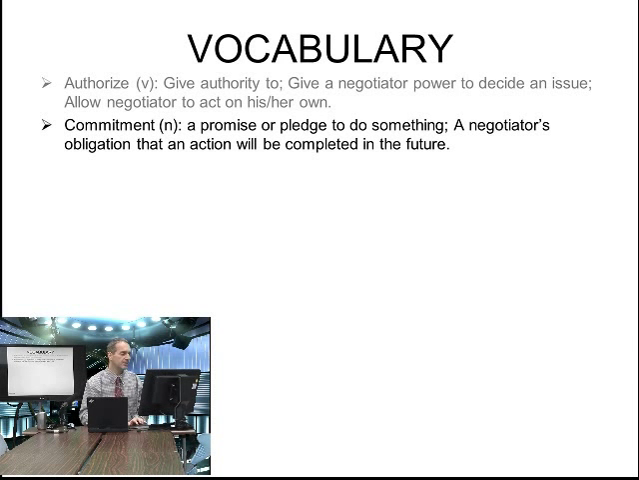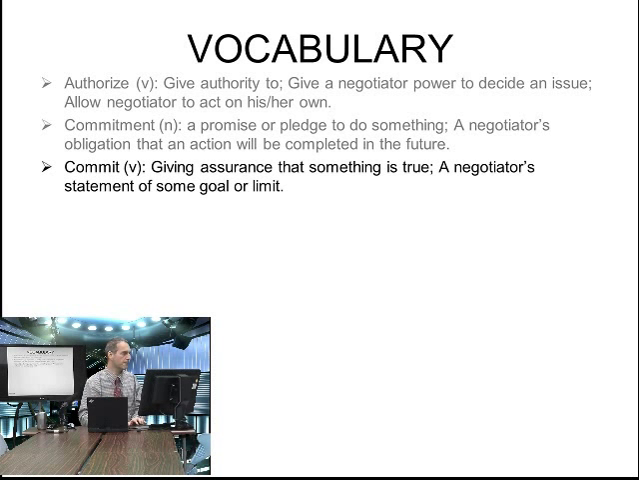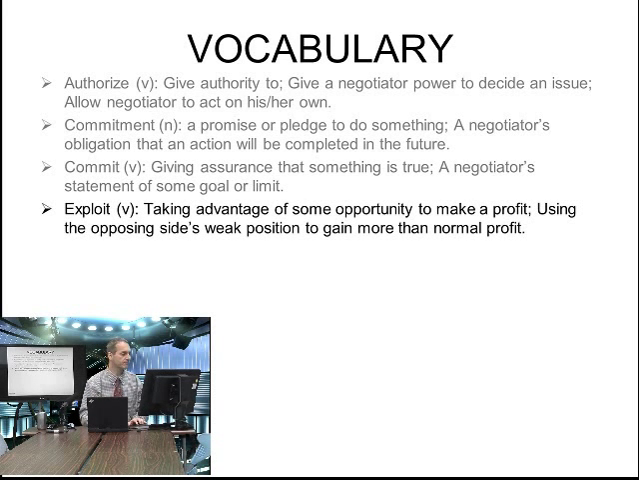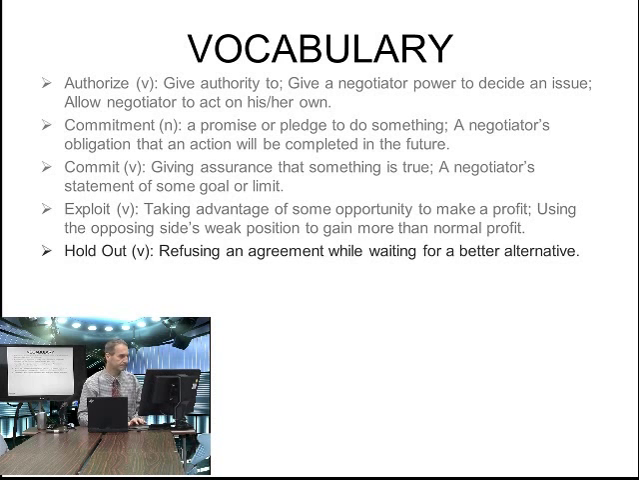Commitment. Commitment is a promise for the future. How much are you going to spend in the future? How much do you promise to spend in the future? Commit is the same thing, only it's a verb. I'm going to commit to buying 10,000 units next year. Exploit. Usually exploit's a negative word, right? It means I'm going to take advantage or I'm going to use something to get more. So maybe your company's doing bad, so I'm going to force you to pay more, or I'm going to force you to lower your price lower. That's called exploit.